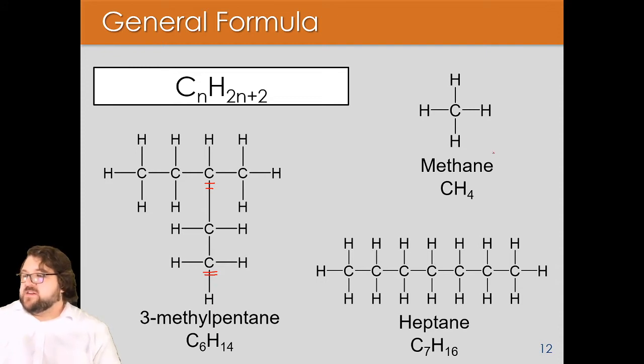So those are the formulas. Notice they all work out. If C is 1, then CnH2n+2: 2 lots of 1 is 2, plus 2 is 4, 2 lots of 7 is 14, plus 2 is 16, and so on.